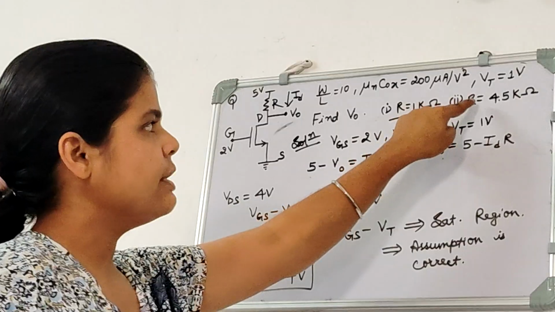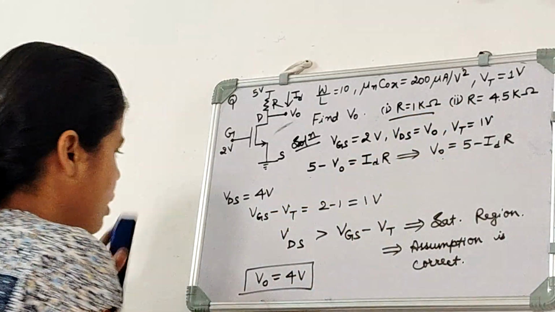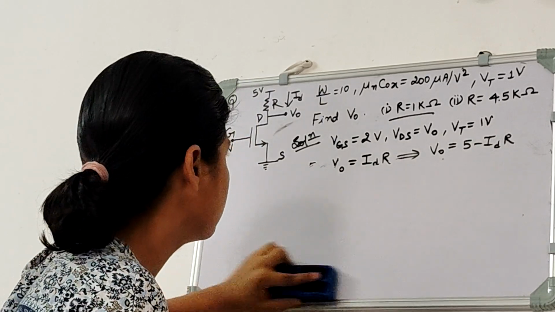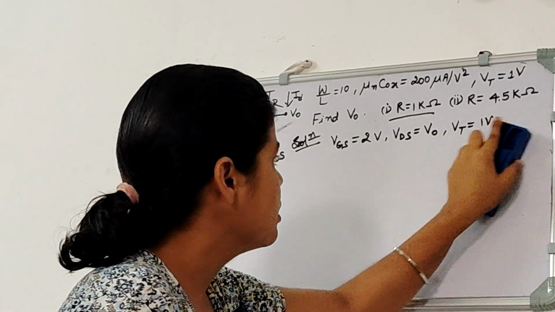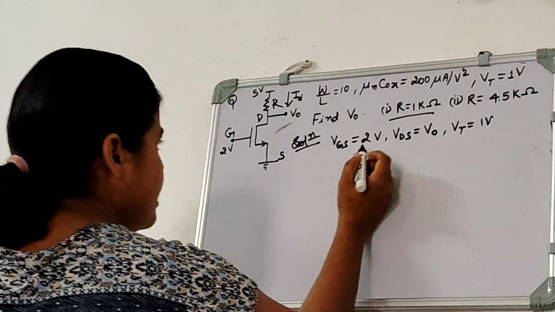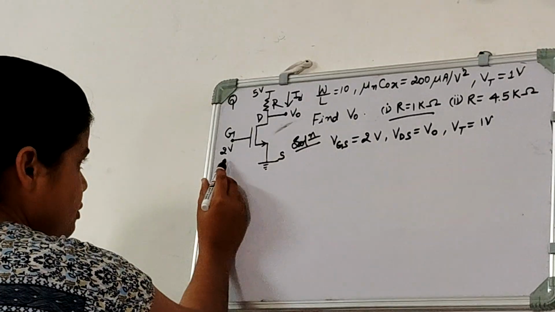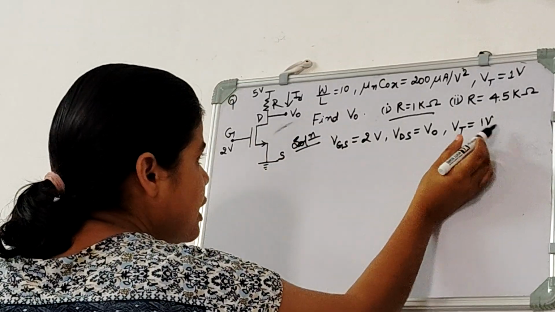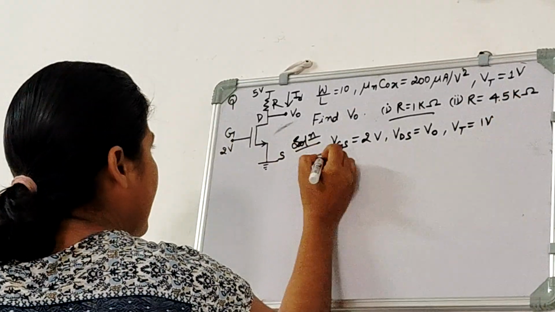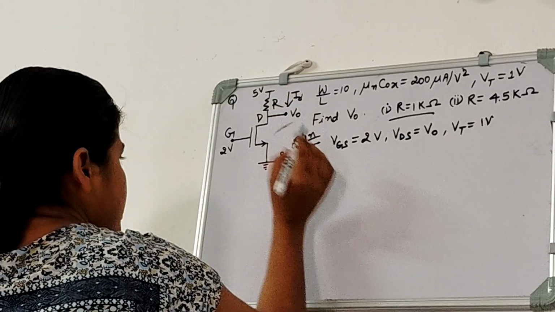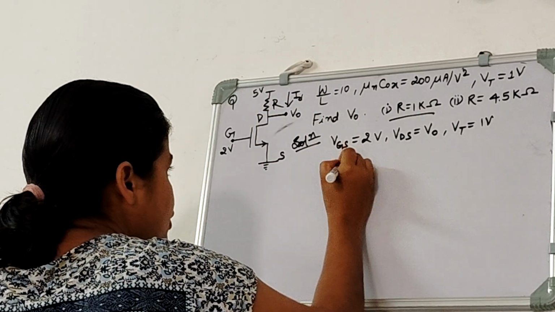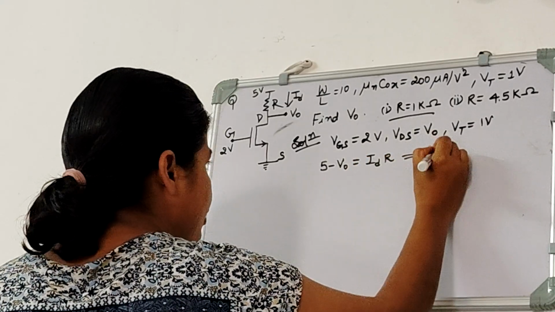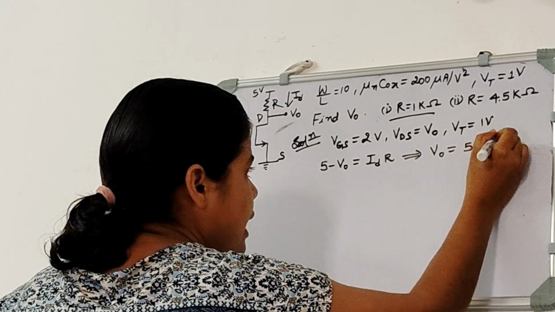Now we will see what happens when R is equal to 4.5 kilo ohm. Again the same thing is there: VGS will be 2 volt, 2 minus 0. VDS will be V naught minus 0, that is V naught. VT is equal to 1 volt, it is given. And again we will have the same equation, 5 minus V naught is equal to ID into R. That means V naught equals 5 minus ID into R.